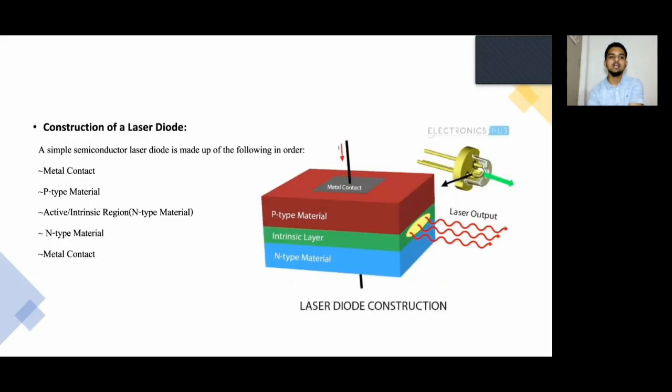Construction of a laser diode. A simple semiconductor laser diode is made up of the following, in order: metal contact, p-type material, active or intrinsic region, n-type material, and metal contact.